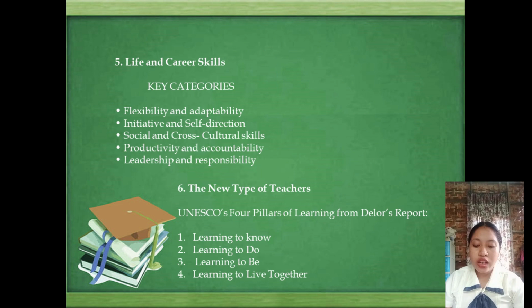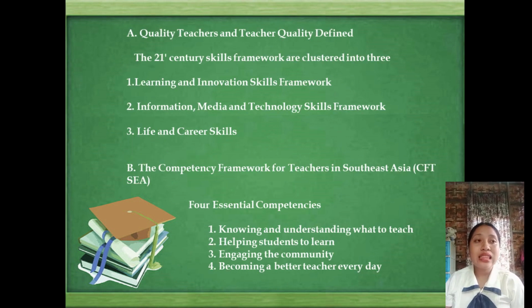Learning to know is learning how to learn throughout one's life. Learning to be emphasizes developing the potential of each individual, while learning to live together refers to the relationship among people. Quality teachers and teacher quality defined.